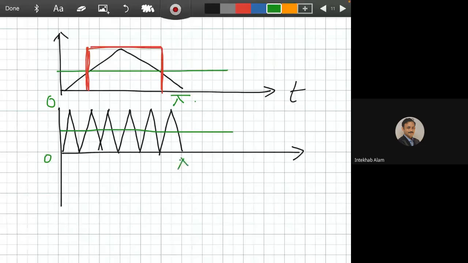So the output will become... okay. Can you understand?